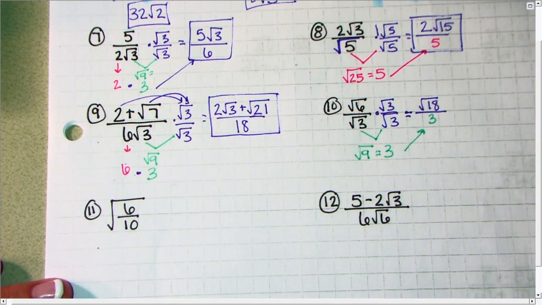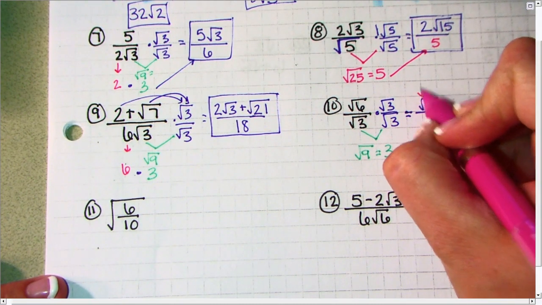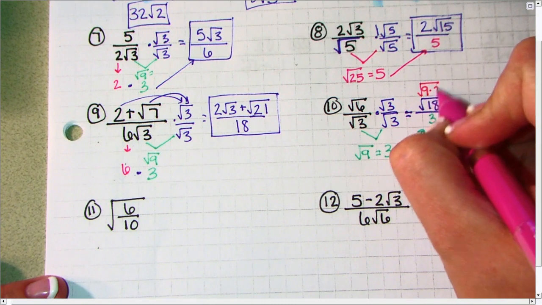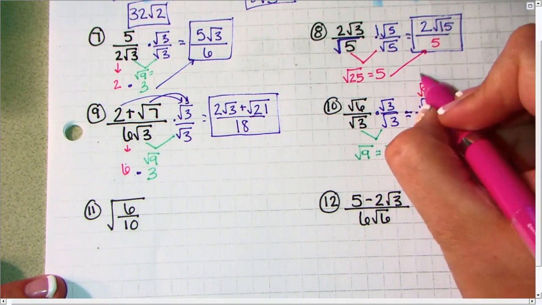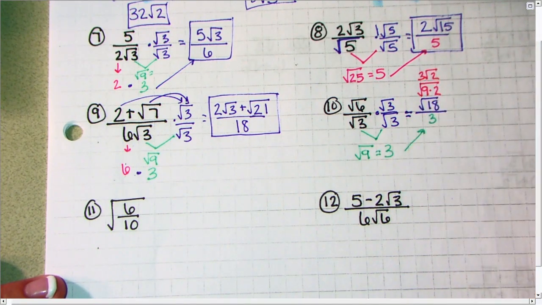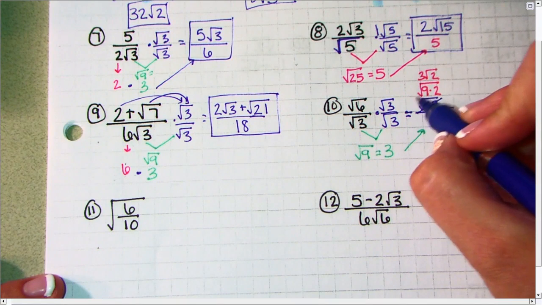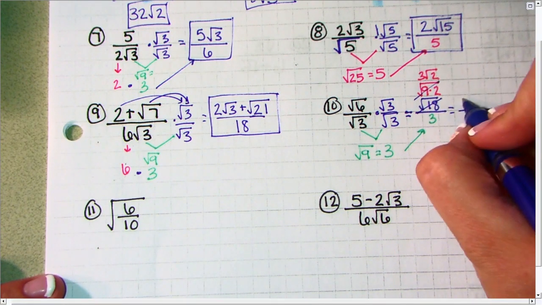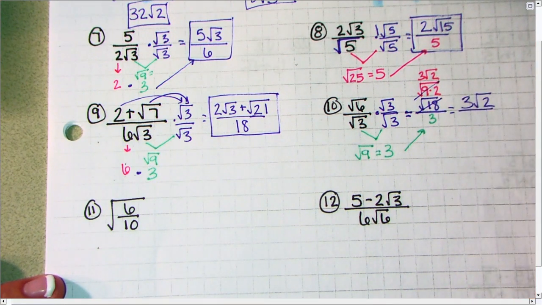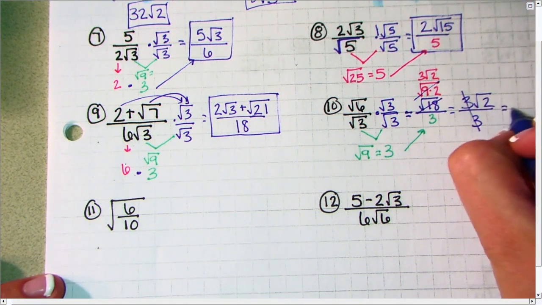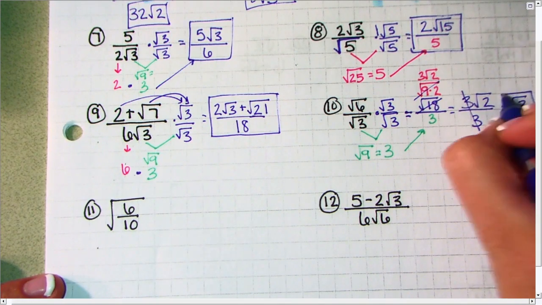Now, the square root of 18 does have a perfect square living inside of it. The square root of 18 is the same as 9 times 2. The square root of 9 is 3, so we get 3 square roots of 2. So in the numerator right here, instead of writing the square root of 18, we're actually going to write its simplified version, 3 square roots of 2 over 3. I have a 3 in the top and the bottom in both terms, so they can cancel, and my answer is just the square root of 2.